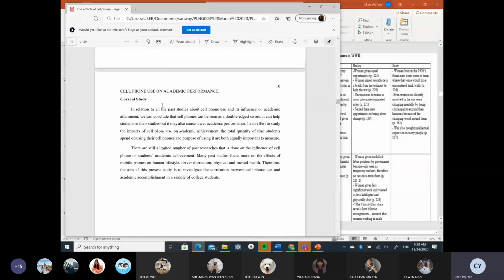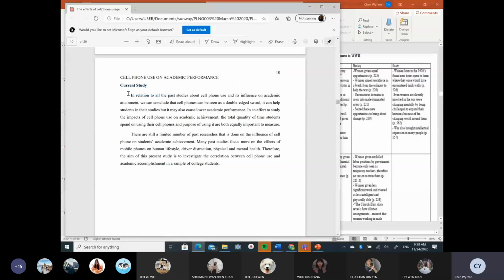And then after that, you will have a current study. In relation to all the past studies, how do they now relate to your current study? In relation to the past studies, we can conclude that it's a double-edged sword. So you are analyzing all the subtopics together. It can help students in their studies, but it may also lower their academic performance. In an effort to study the impacts, the total quantity of time students spend and the purpose of using it are both equally important to measure. So this is the analysis.